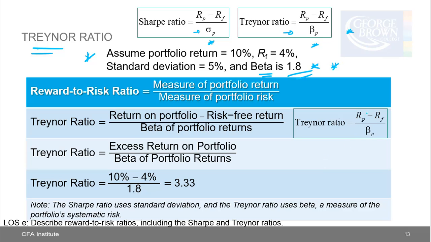So the Treynor ratio has the same numerator, return to the portfolio minus risk-free rate. But for the denominator, we're going to use the beta. So here we can see we calculated the Treynor ratio as 3.33. Okay, the Sharpe ratio uses standard deviation. The Treynor ratio uses beta, which is a measure of the portfolio's systematic risk or market risk.